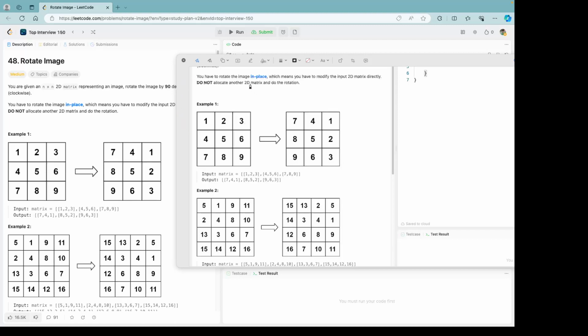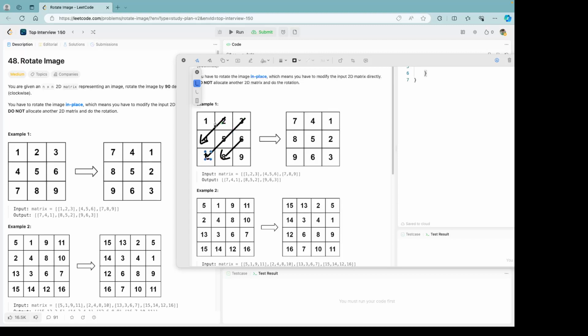But the main thing they asked us to do is to do it in place rather than allocating some sort of memory. So the most efficient theory to solve such problems is that in mathematics we have two things called the transpose of a matrix and a reflection of a matrix. Transpose of a matrix means we switch 2 with 4, 6 with 8, and 3 with 7.